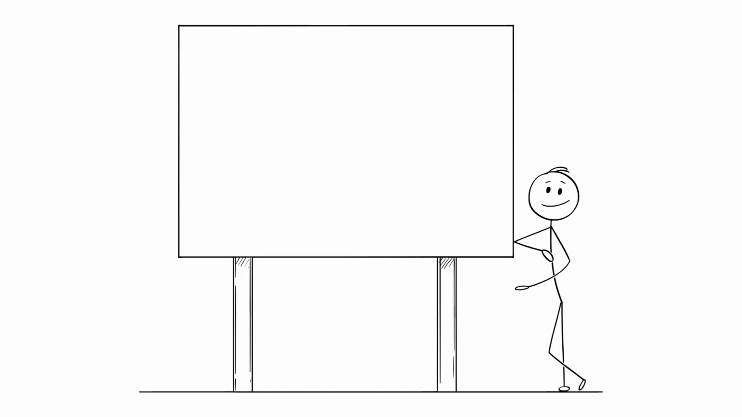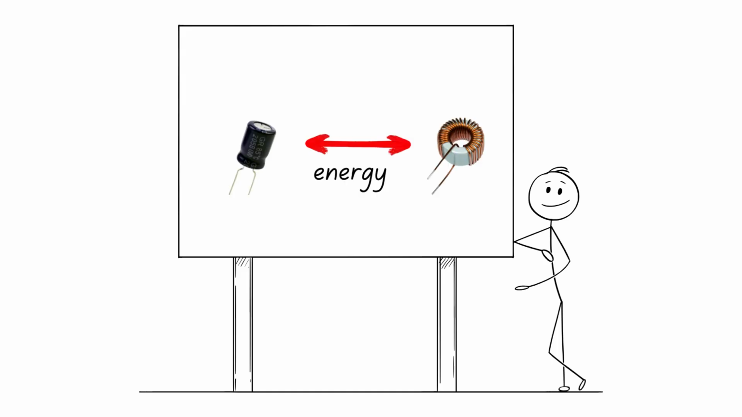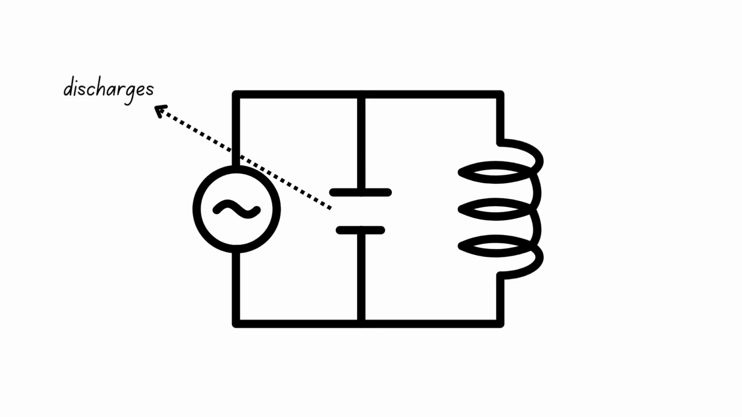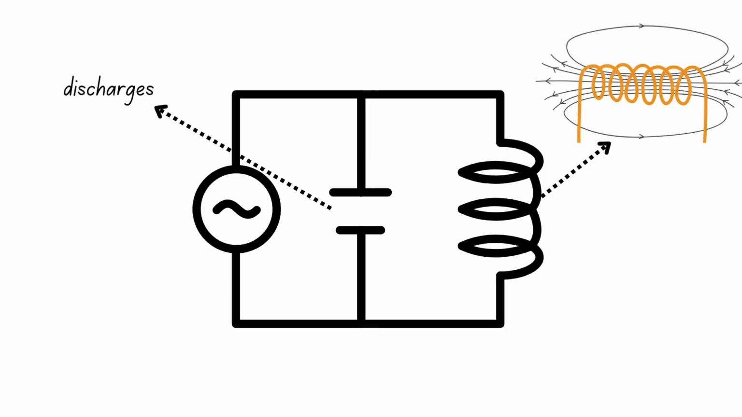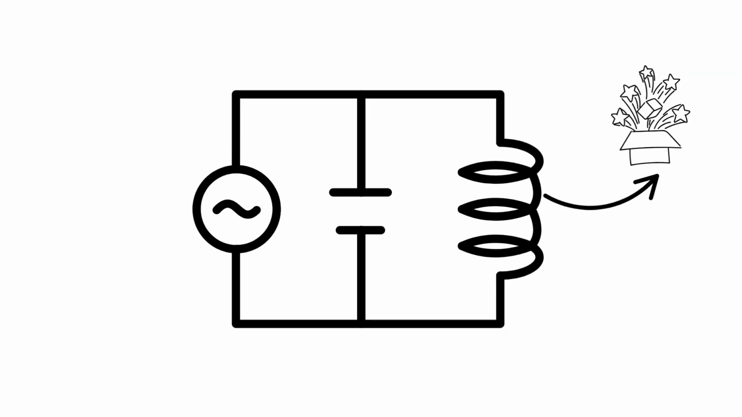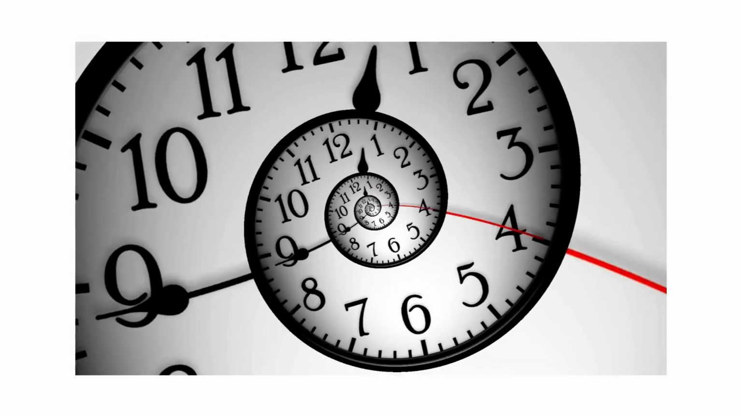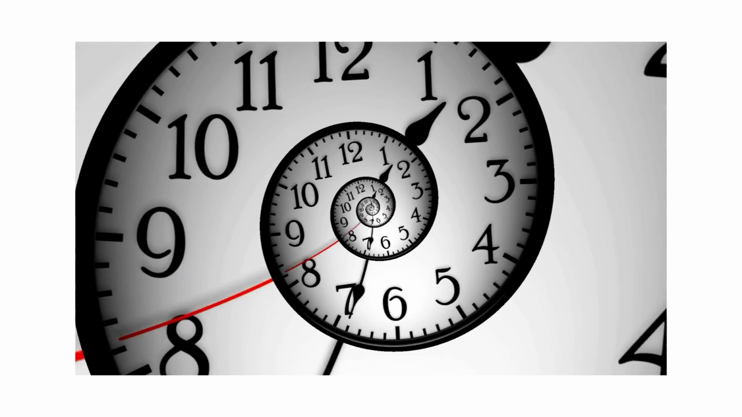Well, it tells us that the capacitor and inductor are exchanging energy back and forth without external input. Here's what happens. The capacitor discharges, sending current through the inductor. As the inductor builds up a magnetic field, it stores energy. Once the capacitor is fully discharged, the inductor releases its stored magnetic energy, recharging the capacitor with reversed polarity. This cycle repeats indefinitely, with energy oscillating between the capacitor's electric field and the inductor's magnetic field.